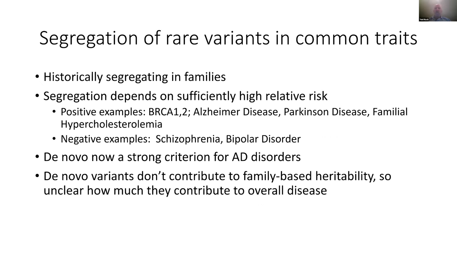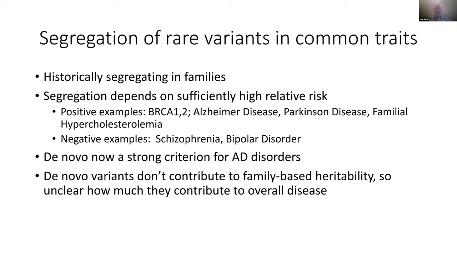Historically, this was done by segregation in families. These genes were found that way, for example, BRCA1 and 2, Alzheimer's disease, Parkinson's disease, FH. Maybe Naomi will talk about this. It doesn't seem to be true for some psychiatric disorders. These kinds of pedigrees do not exist, or the variants segregating don't exist.